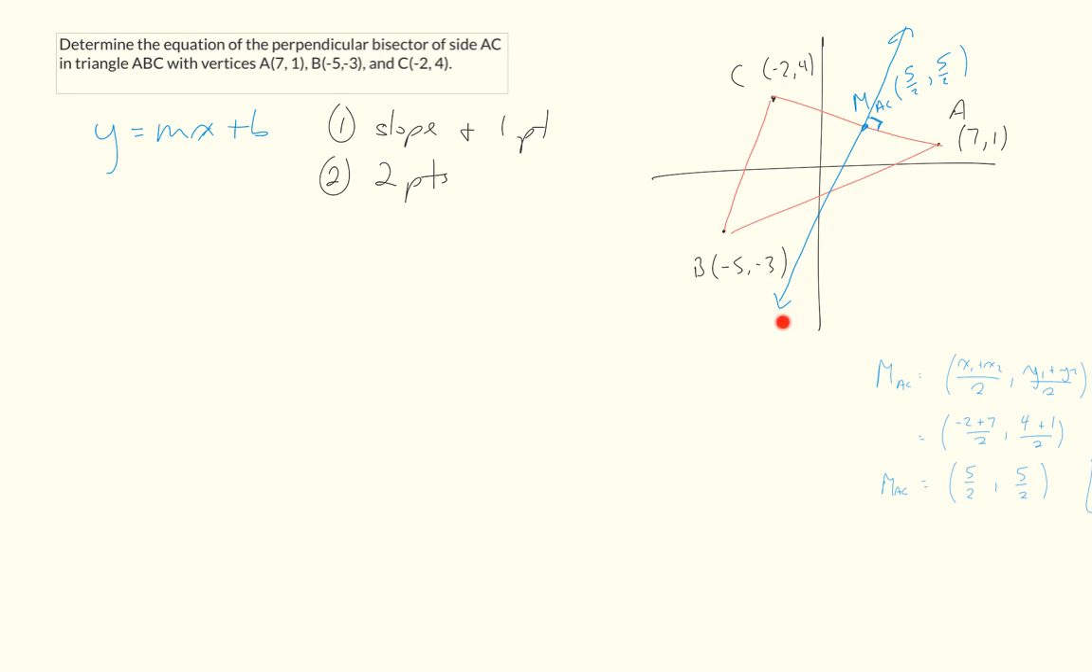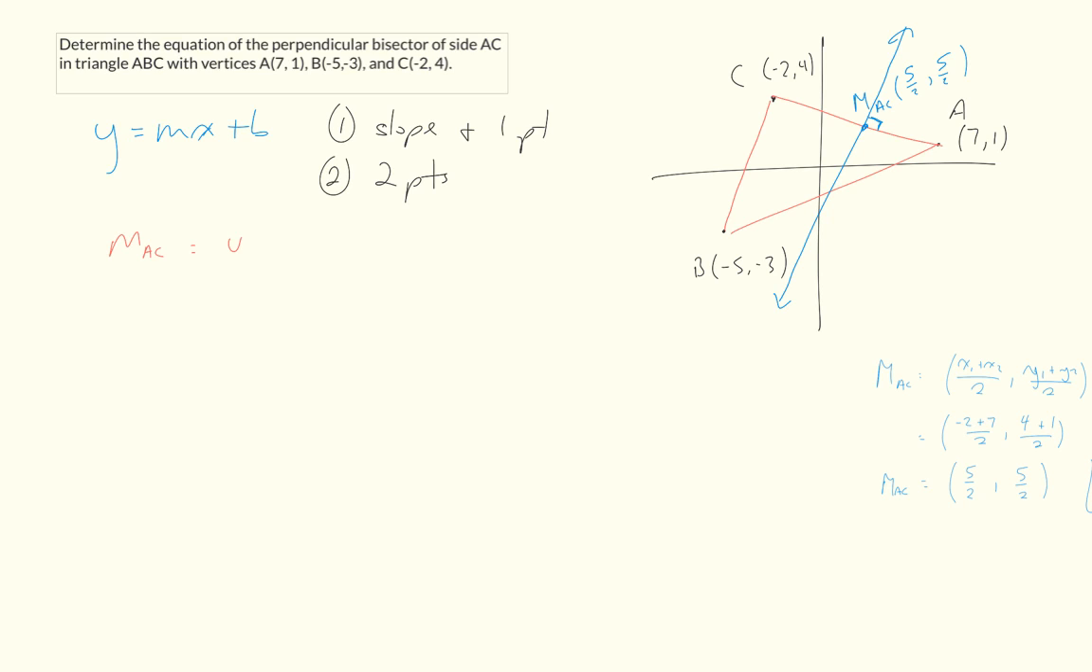I also don't have a slope for this, and I also don't know how I could calculate the slope for this. But what I do know is this. This line is perpendicular to this line, and I know how perpendicular slopes work. I know that if two slopes are perpendicular, then the slopes are negative reciprocals of each other. And so if I know the slope of AC, I can use that to figure out the slope of my perpendicular bisector. So, first thing I'm going to do is determine what is the slope of AC.